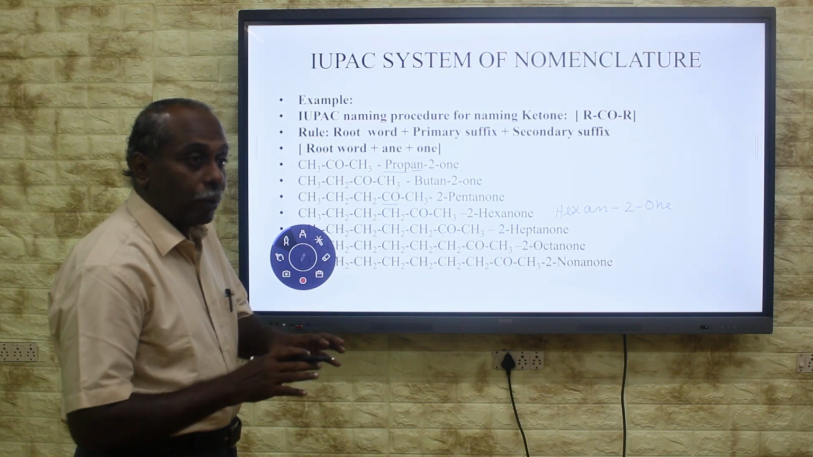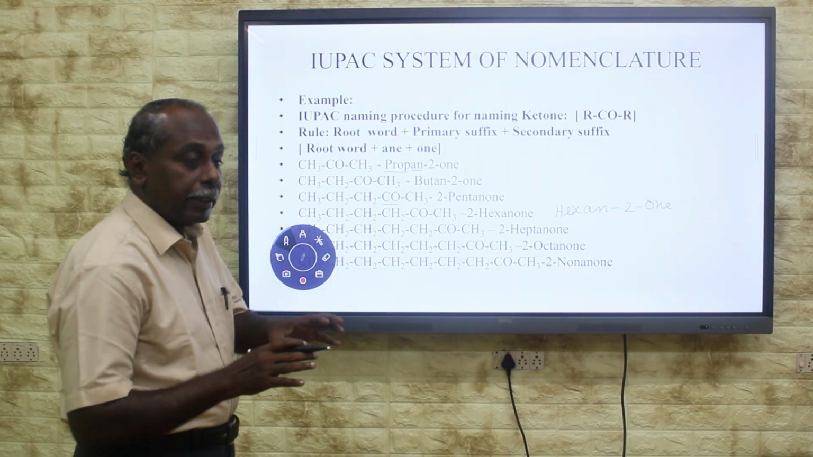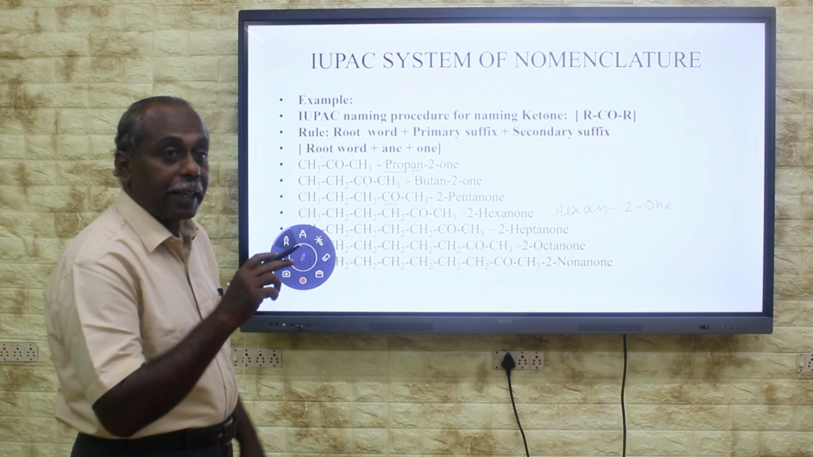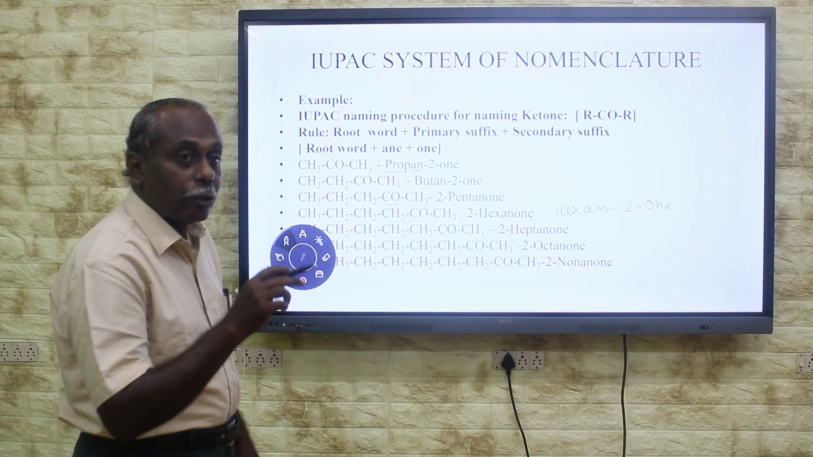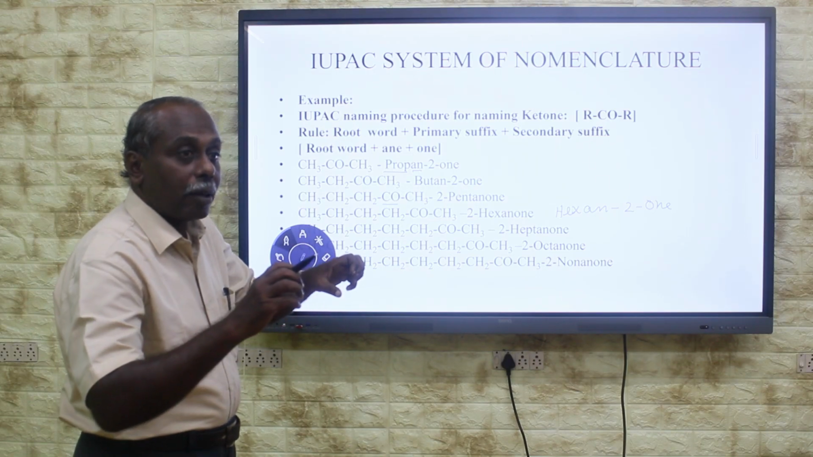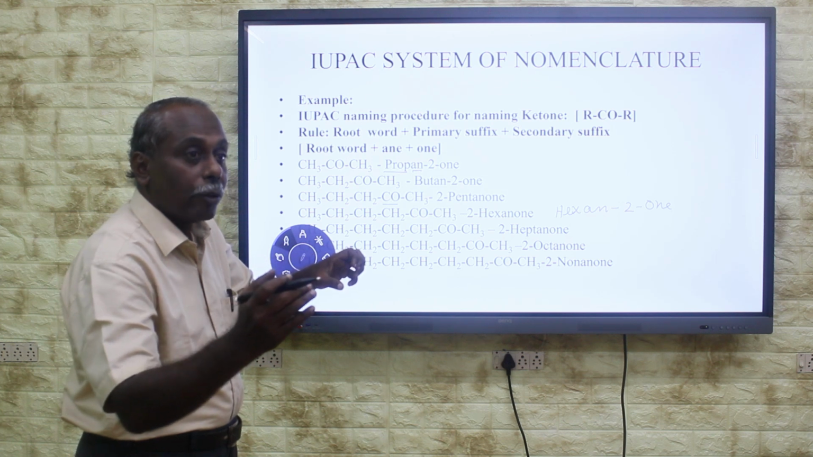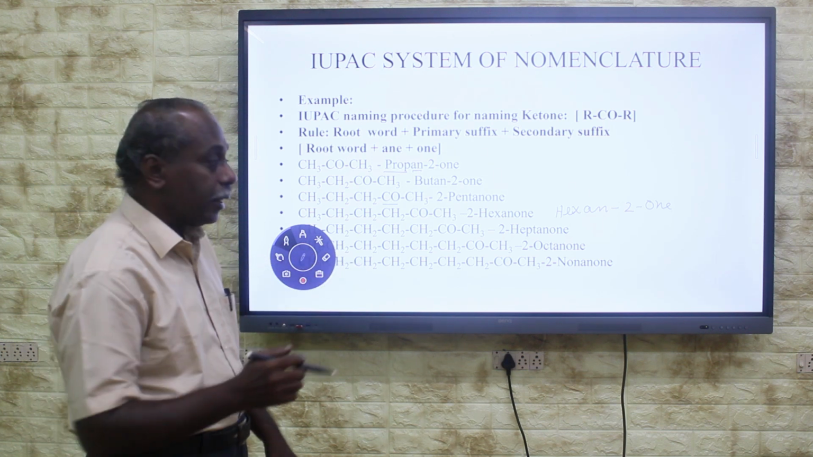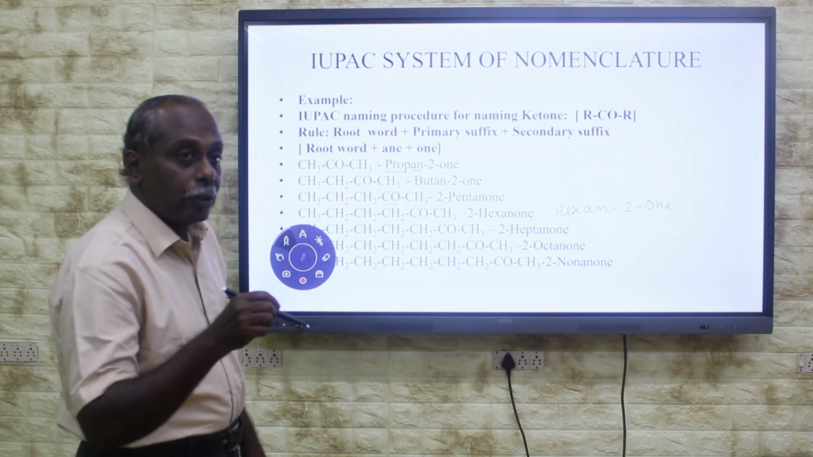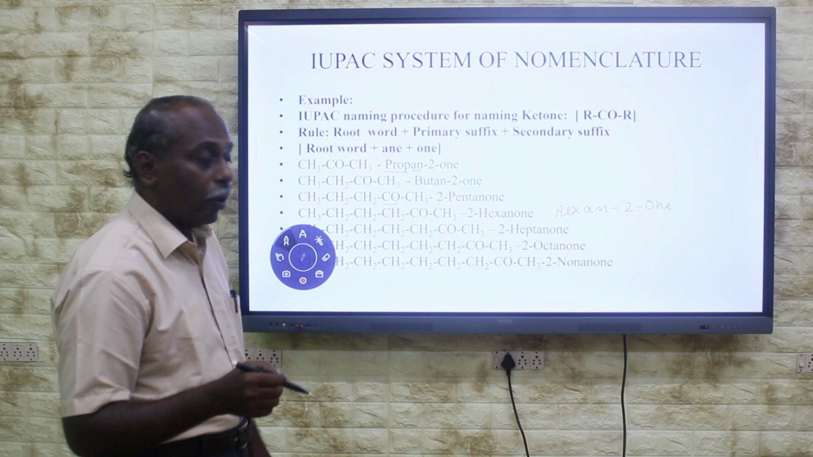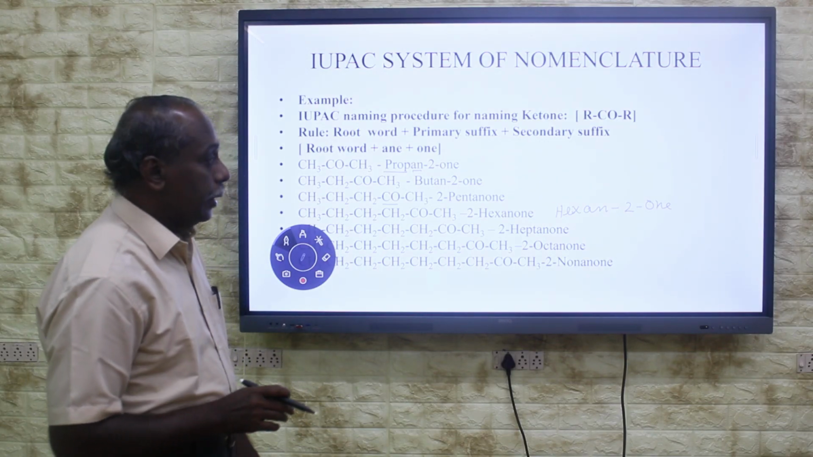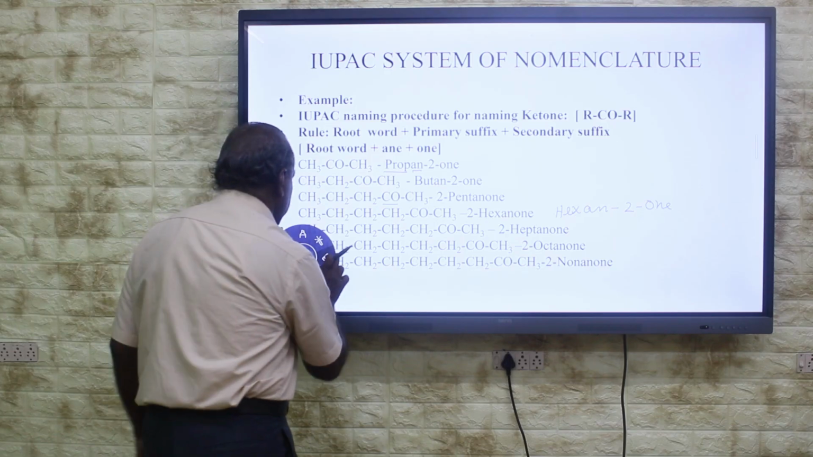For example, in a ketone there may be 8 carbon. 8 is indicated as oct. Then ketone is indicated as ONE. Here all the 8 carbon are connected with the ketonic group by single bond. Therefore it should be octan-2-one. That is the way of writing the nomenclature for the ketone.